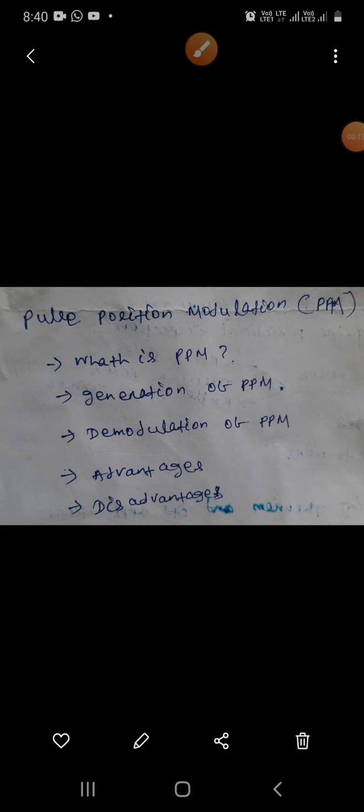Good morning. In this lecture, I want to talk about pulse position modulation, in short form PPM. So here I want to discuss what is PPM, then the generation of PPM, then demodulation of PPM, then the advantages and disadvantages of PPM.